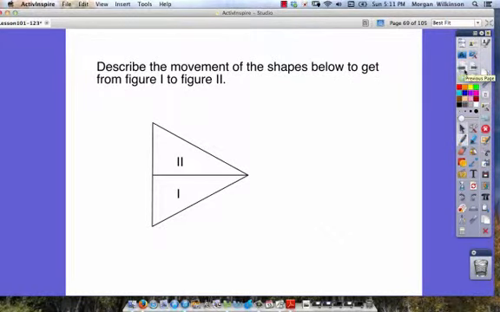Let's move on to our next example. Describe the movement of the shapes below to get from figure 1 to figure 2. Well, to get from figure 1 to figure 2, look back to your notes again, and look at where it says a reflection. This must be a reflection because it's being flipped over a line. If we took shape 1, that triangle, and we flip it or mirror or reflect it over this line, we're going to get where we are in figure number 2. So describe the movement. This must be a reflection. You could also call it a flip, or you could also call it a mirror. And all three of those answers are correct, so all three of them would give you full credit.